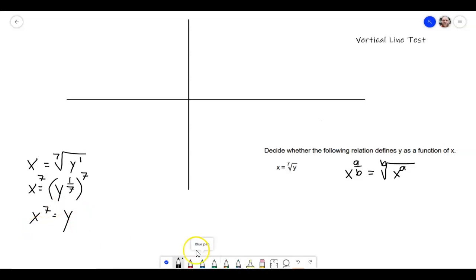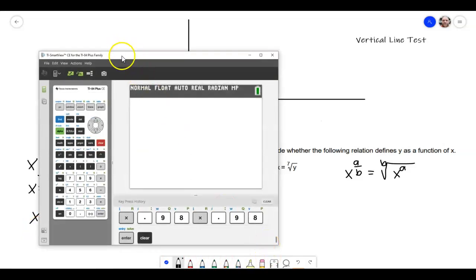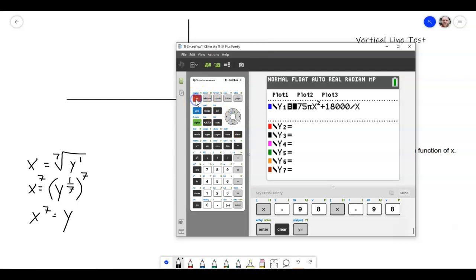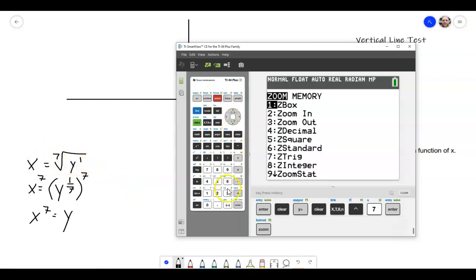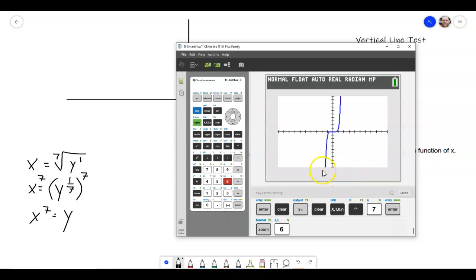Now that we have it solved for y, I want to go over to my calculator. I want to go to y, and we're going to enter x raised to the 7th power, which is what this is equivalent to. Let's do a zoom standard and see what that looks like. It looks like it's coming up, going this way, and coming up. But it does look like we're definitely passing the vertical line test. It doesn't look like there's anywhere we can put a vertical line that goes through more than one point.